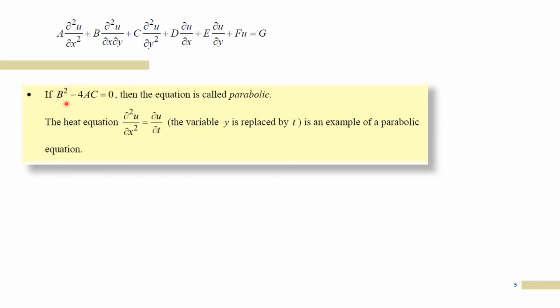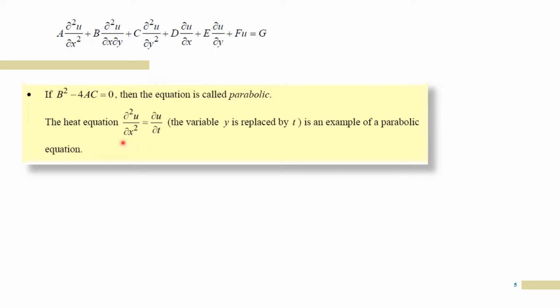If b squared minus 4ac is exactly equal to 0, then the given equation is classified as parabolic. Let's look at this example: ∂²u/∂x² = ∂u/∂t. In this equation, u is the dependent variable, x and t are the independent variables, and t is replacing the variable y in the general equation.